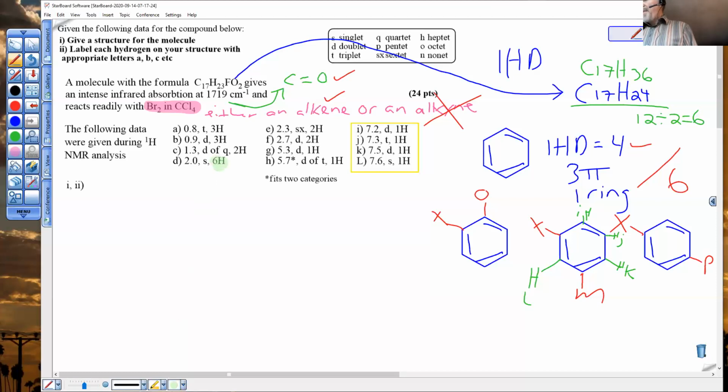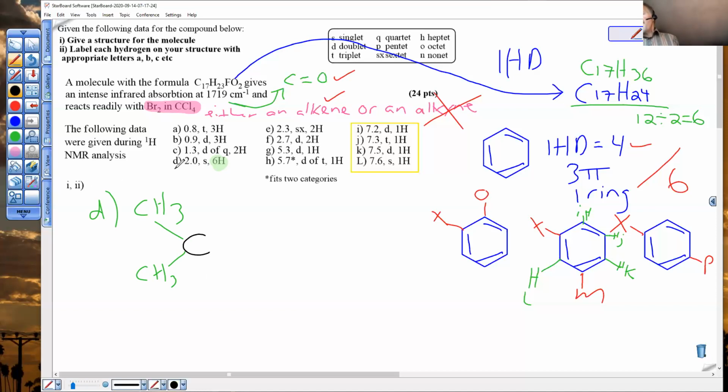6 H's, all the same with no neighbors. Let me repeat. There are 6 H's of the type D. They have no neighbors because singlet means 0 neighbors plus 1, singlet. So right now, I know that D has a CH3 identical to another CH3, and quite often they're attached to the very same thing, and that's one way to make them identical. And if there's no neighbors, then this next C has no H's.